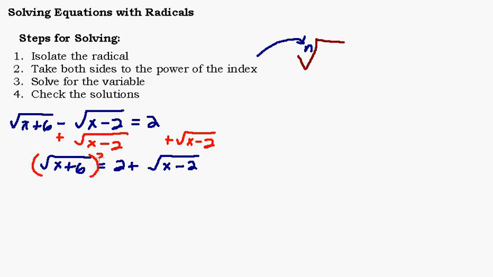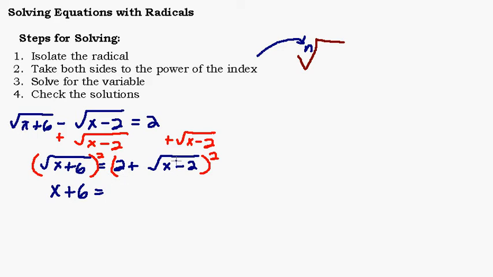Here we go. This is where it's going to get fun. On the left-hand side, not such a big deal. It's just x plus 6. Square root and the square cancel each other out. On the right-hand side, we actually have a binomial, 2 plus the square root of x minus 2. You think of 2 as a term and the square root of x minus 2 as a term.